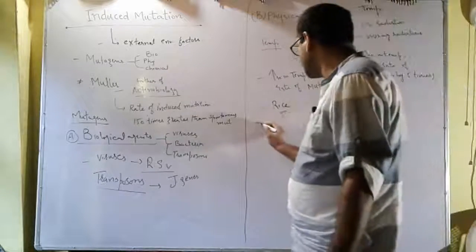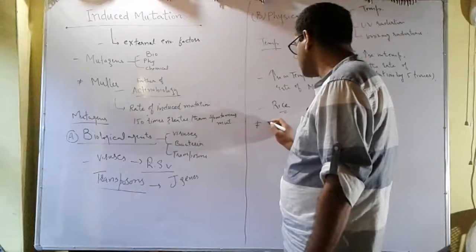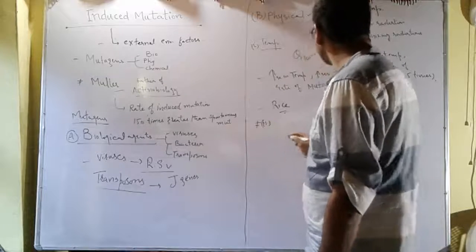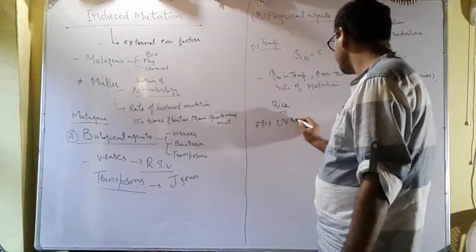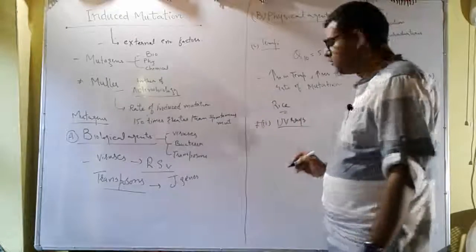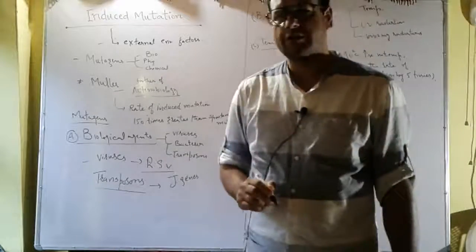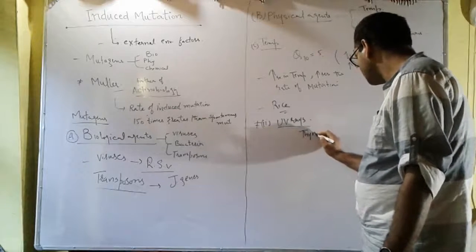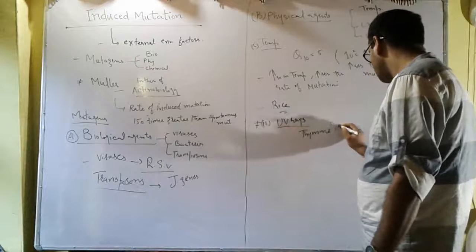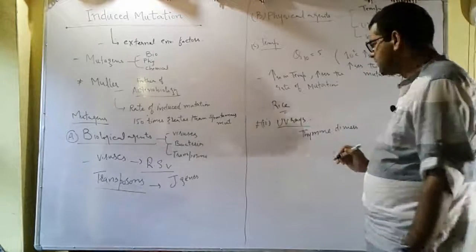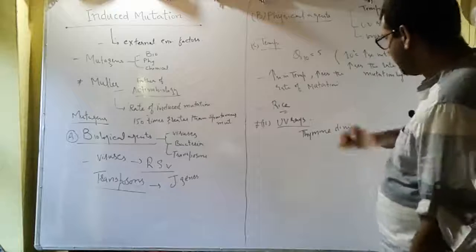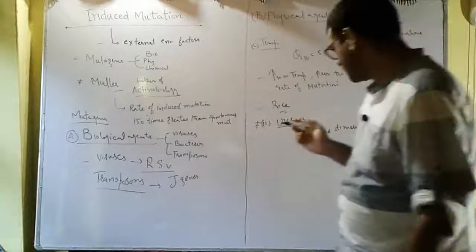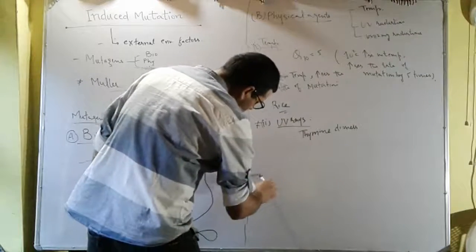And then we have another one. This was temperature. Then we have the second one, ultraviolet radiation, UV rays. The most drastic effect of the ultraviolet rays is that they cause thymine dimers. These ultraviolet radiations affect the DNA by causing thymine dimers. How are these thymine dimers formed?